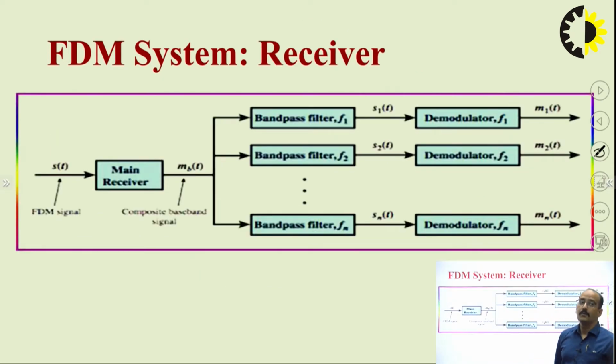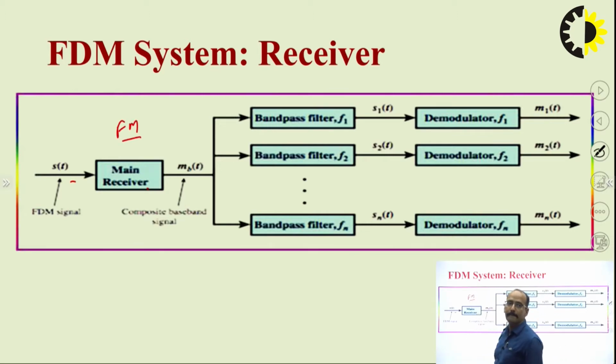Similarly, for the FDM receiver, you are getting the FDM signal s(t). First of all, a main receiver. The main receiver is just the reverse of the FM, means frequency modulation. Here we are performing the demodulation part.